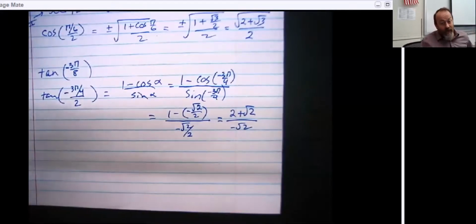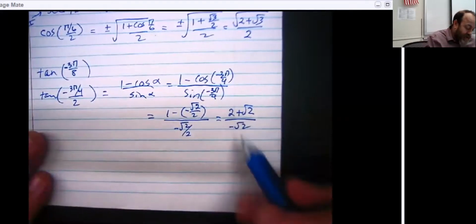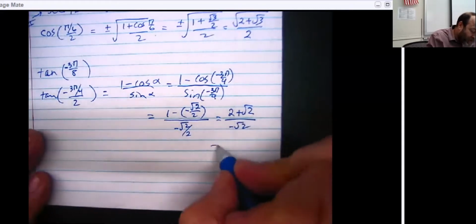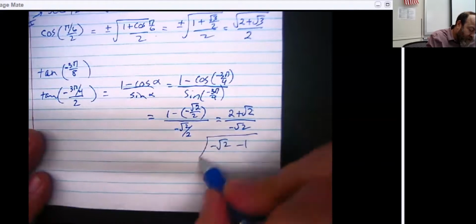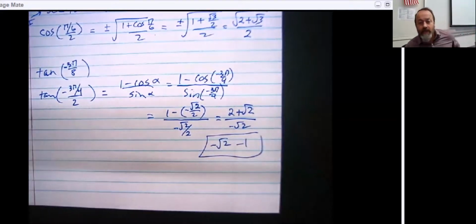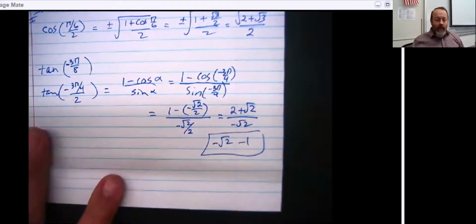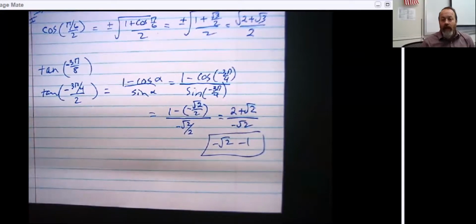And we could stop there, but kind of cool because I could divide these. 2 divided by root 2 is root 2. And root 2 divided by negative root 2 is negative 1. And that would be even the best answer that I could possibly come up with. And that kind of takes a quick look at how we can figure out where things are. And you'll notice that I didn't have to do the whole plus or minus in this one. It automatically takes care of itself.